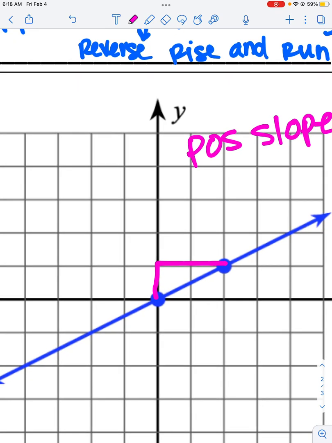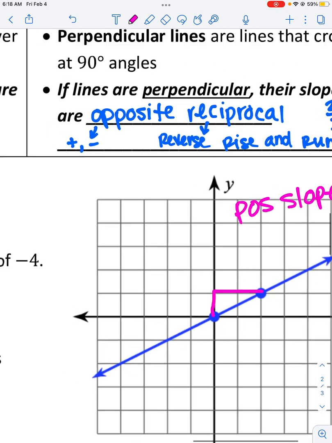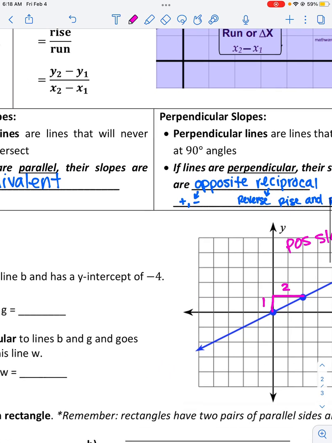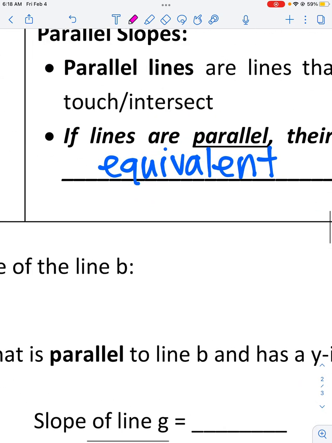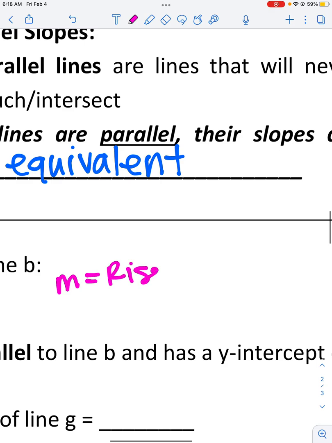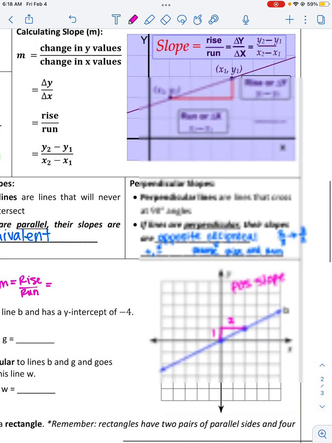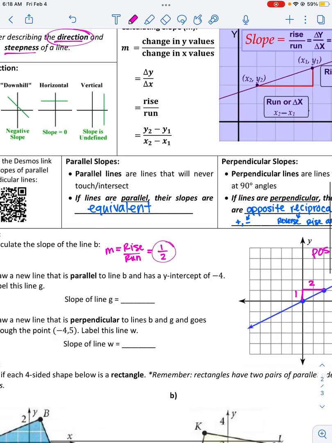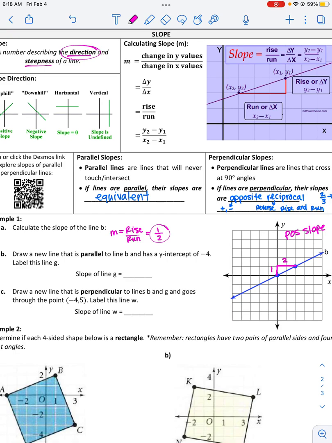And then when I make my slope triangle, my rise, or my change in y values, is 1, and my run is 2, or my change in x values. So over here, my slope m is rise over run, which was 1/2. And it's positive, so I just leave it 1/2. If it was negative, if it was sloped this way, I would make it a negative value.